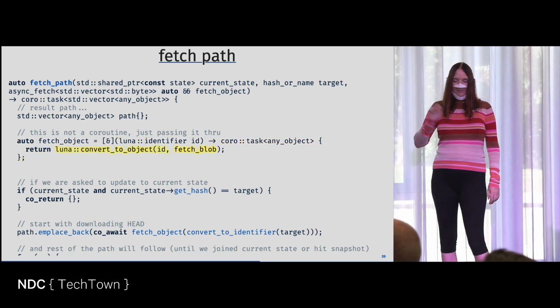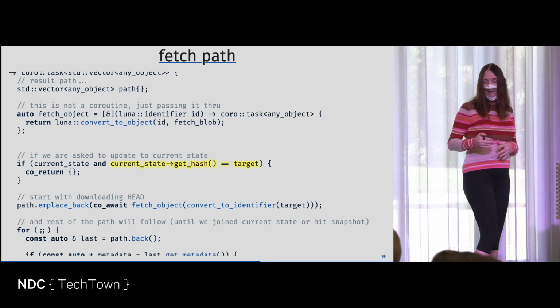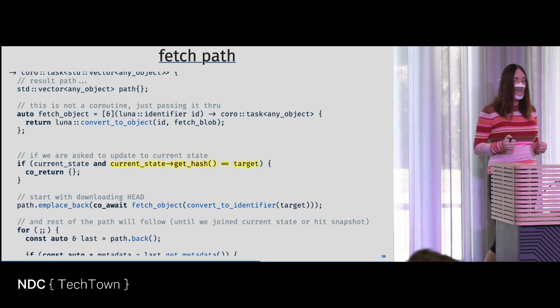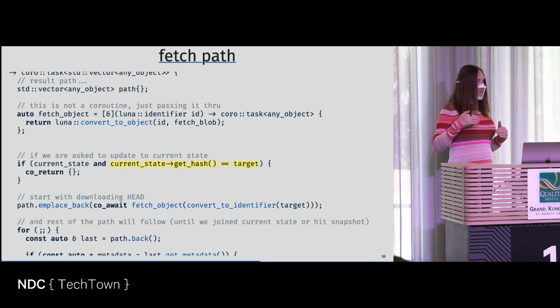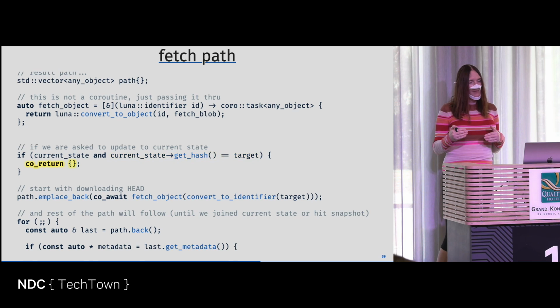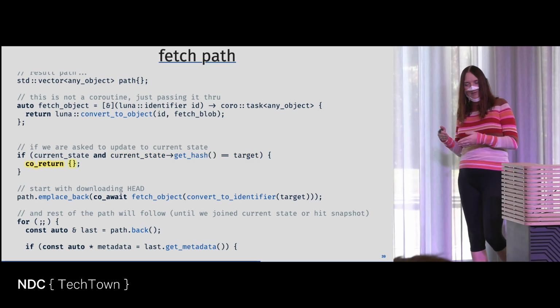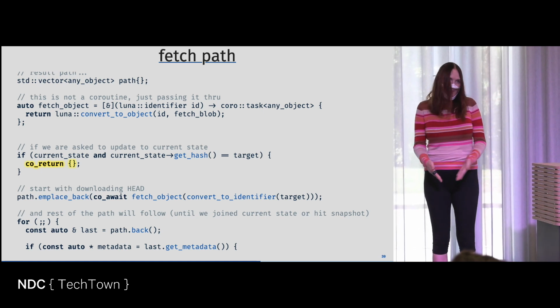So take the blob, download it, and so on. And then if you're asking to download it to the latest hash you are already in, nothing needs to happen because you're already in. So it will return an empty path because the path from here to here is empty.